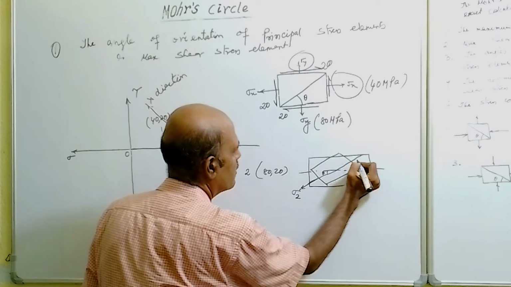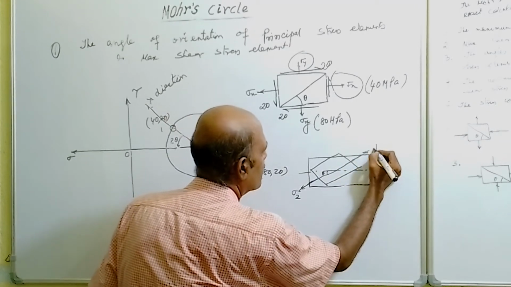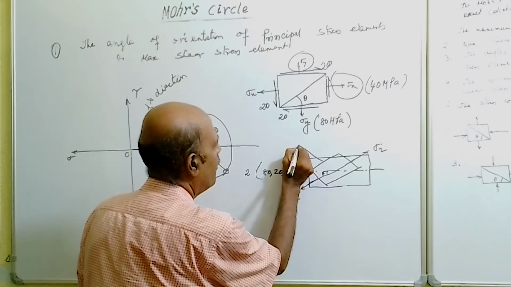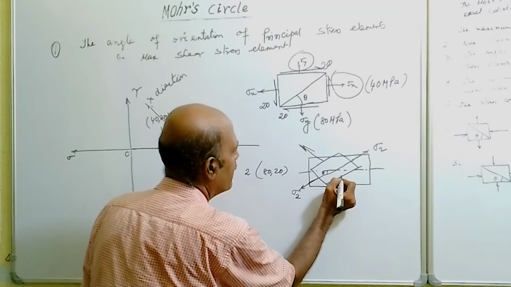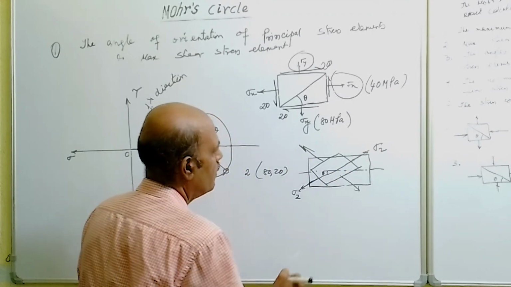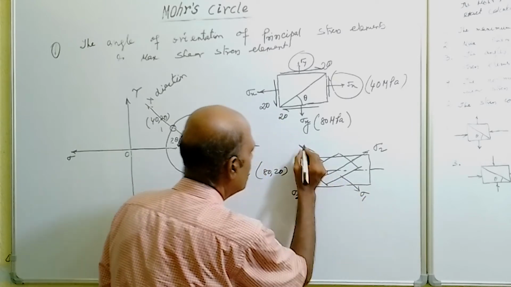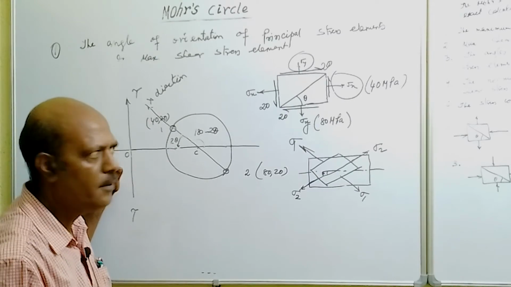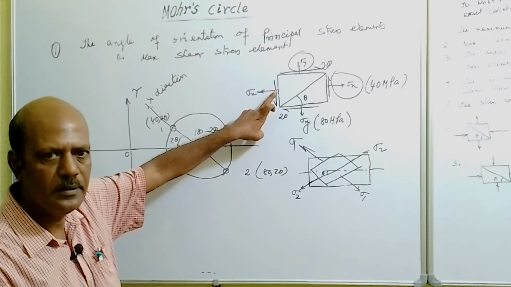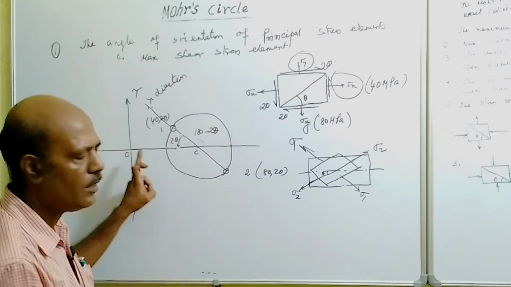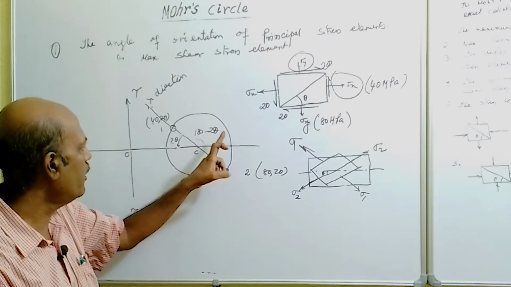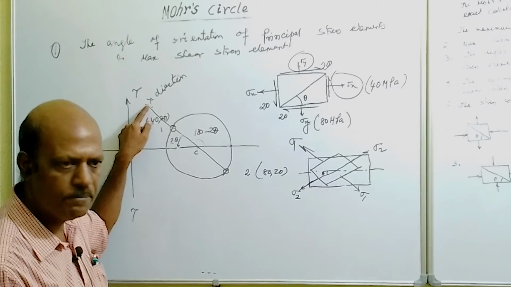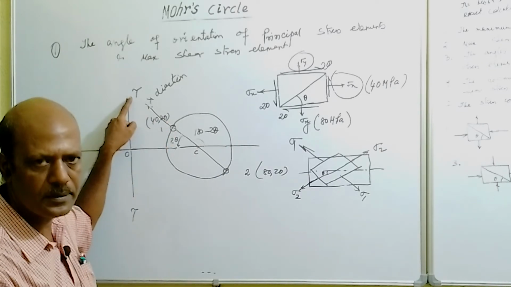This plane is the minor principal stress plane where sigma 2 stress will act, and this is the plane which will be at an angle of 90 degrees to the sigma 2 plane, where the major principal stress will act. Now again, the stress condition is given. From this stress condition, first draw the axis, plot point 1 and point 2, find the x direction, draw the circle, then find the x direction.